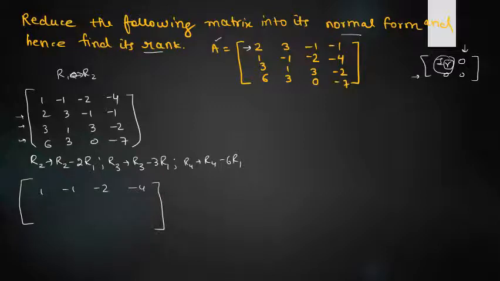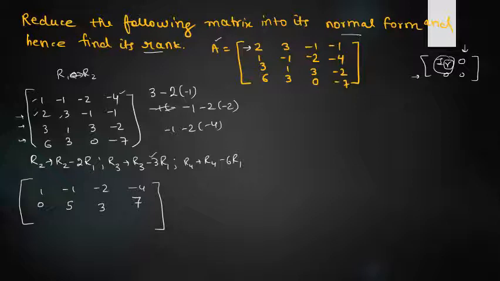R2 minus 2R1. So 2 minus 2, 0. Then 3 plus 2, 5. Then minus 1 plus 4, that is 3. Then R1 is minus 4 for this, so minus 1 plus 8, that is 7, right?